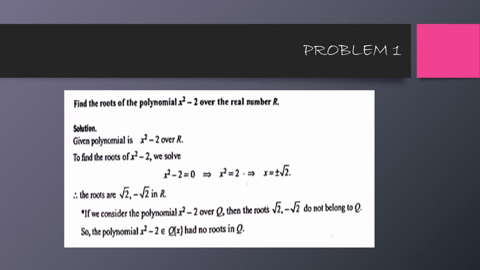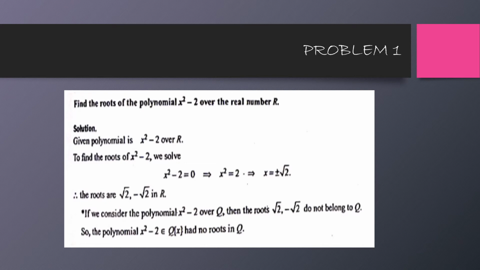X is equal to plus or minus root 2. Now after getting the roots, you have to check whether these roots lie inside R. What is R? It is the real numbers. So root 2 and minus root 2 definitely belong to R. Therefore I declare that minus root 2 and plus root 2 are the roots in R.